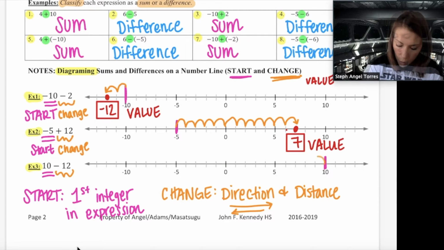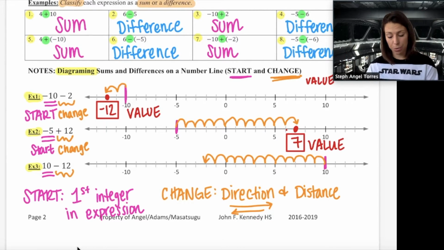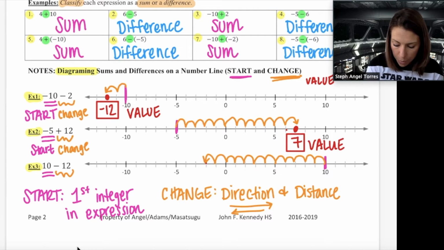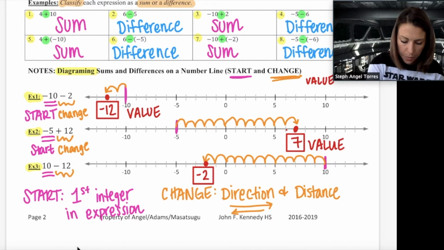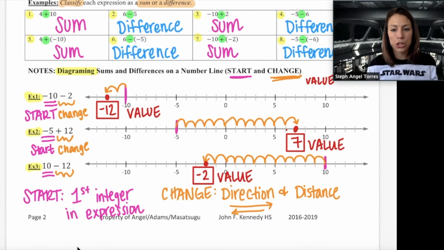So here we go. 1, 2, 3, 4, 5, 6, 7, 8, 9, 10, 11, and 12. Notice how I went past 0 there. Where did we end up? We ended up at 0, negative 1, negative 2. So I'm going to put a box around my answer here. And that is the value of the expression. In other words, what is 10 minus 12? 10 minus 12 is negative 2.